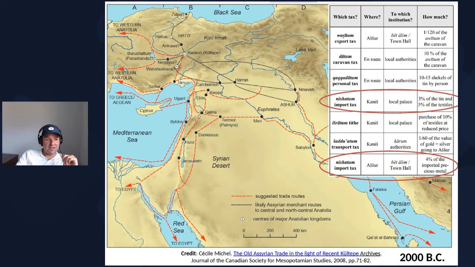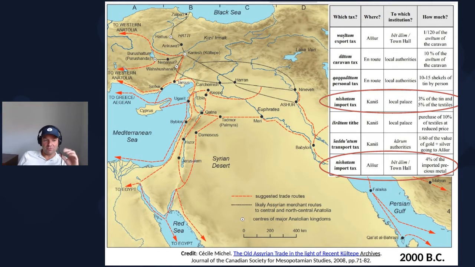Okay, so here we've got a map that shows trade routes between Assyria and Anatolia 4,000 years ago. But we actually have evidence that some of these trade routes were as old as 3,000 BC, so 5,000 years ago. And with this, we can start with the most basic terminology. What is a tariff? A tariff is a tax imposed by a government on the import or export of merchandise.